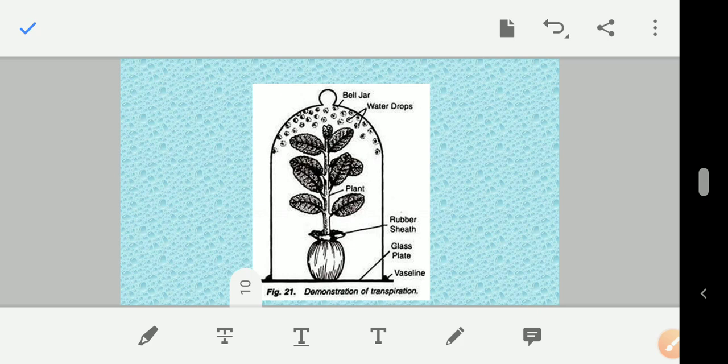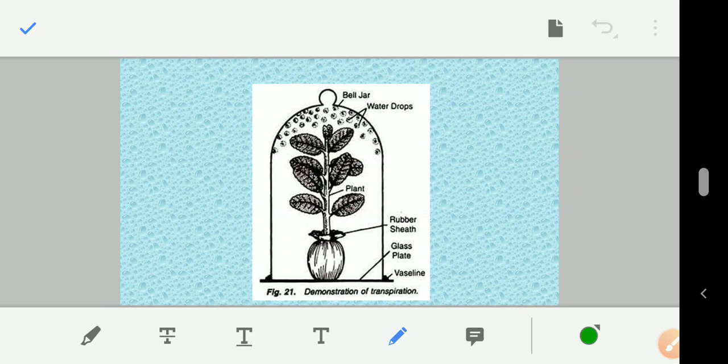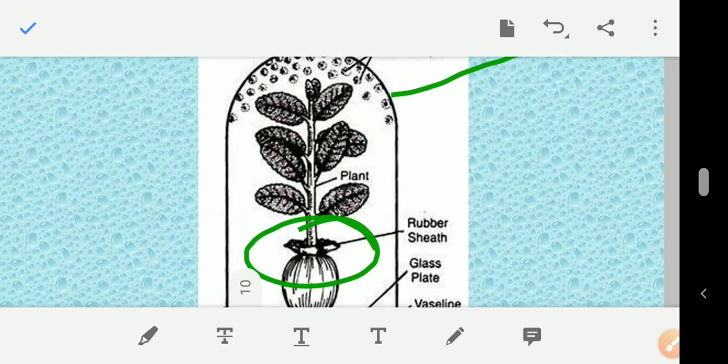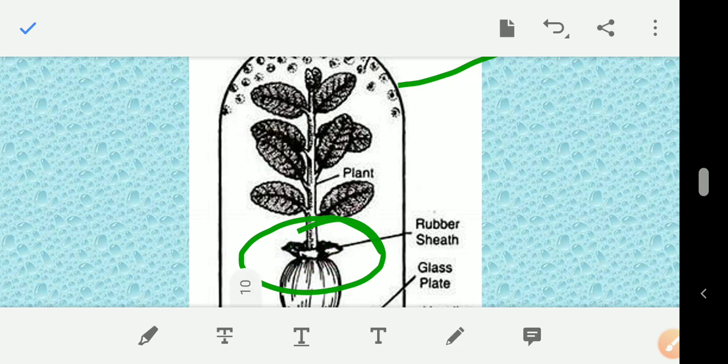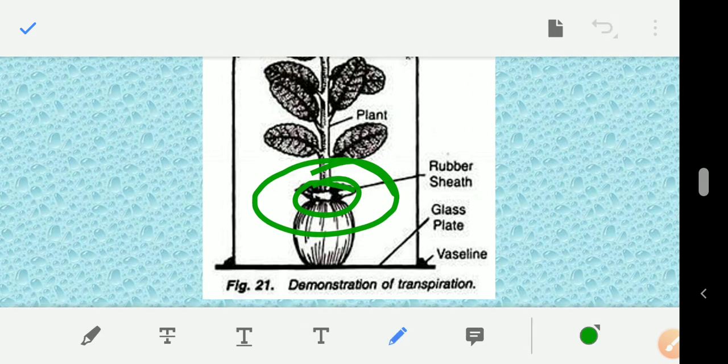Now, when we are asking for the observation, students are generally writing that transpiration takes place. Transpiration आपका observation नहीं है, आपका observation है droplets are visible. Droplets are collected on the wall of bell jar. Why rubber sheath is used here? Rubber sheath is used here to prevent the loss of water from the free surface of pot. Why this Vaseline is used here? Vaseline is used to make it airtight.